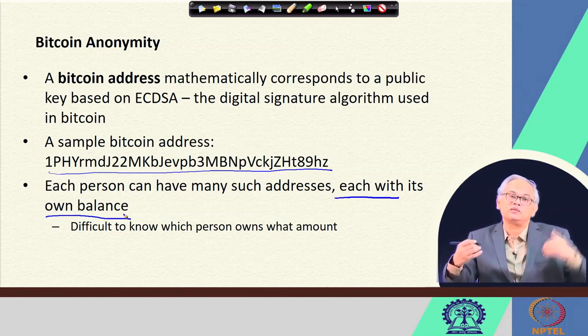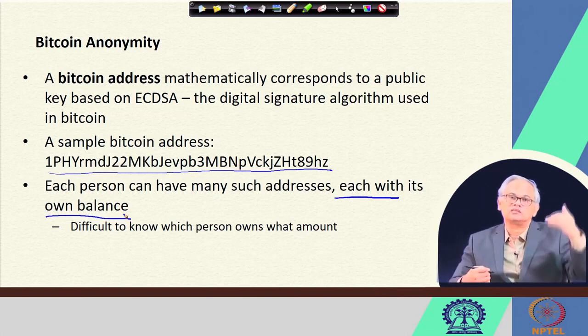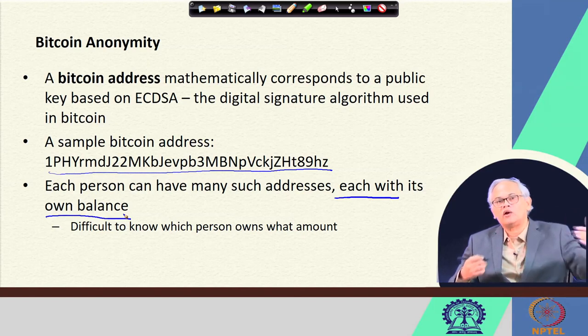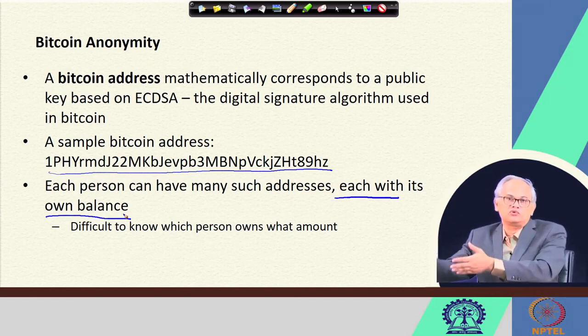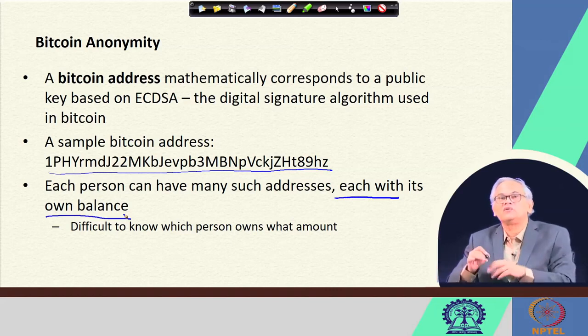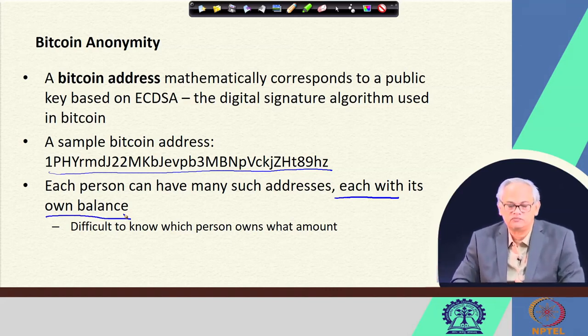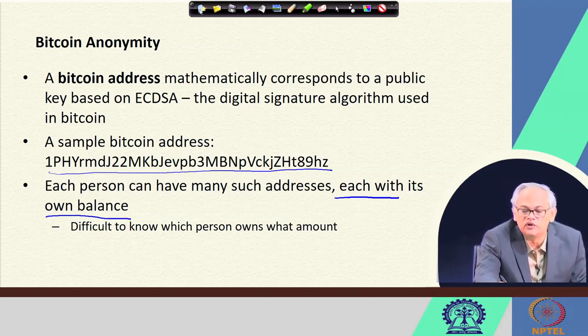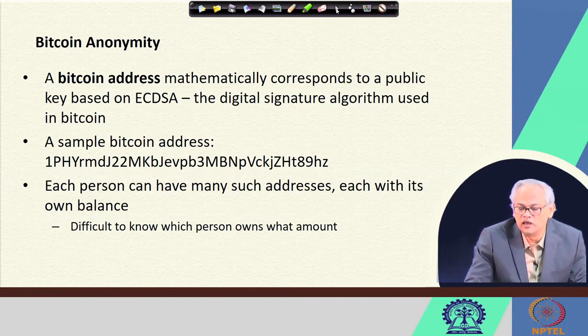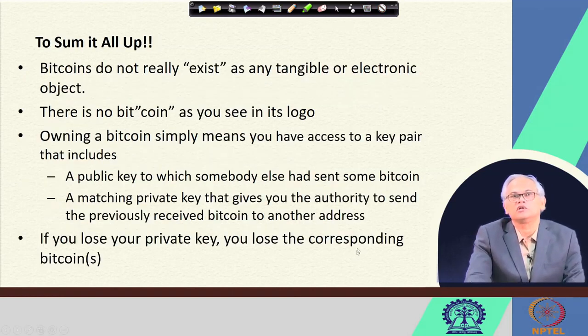But Bob can receive in the same address some 10 bitcoins from Alice and then some 20 bitcoins from Carol, and then these 30 bitcoins he can combine to make a payment of 25 bitcoins to somebody else, say Tom, and then return those 5 bitcoins to himself. So, it is difficult to know which person owns what kind of amount. So, these are different ways by which one can ensure anonymity in the blockchain network.